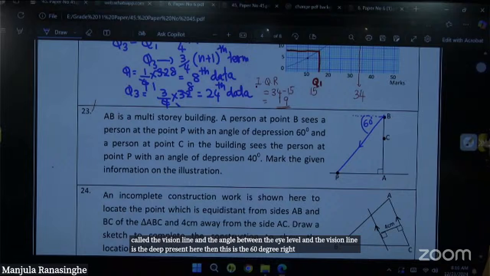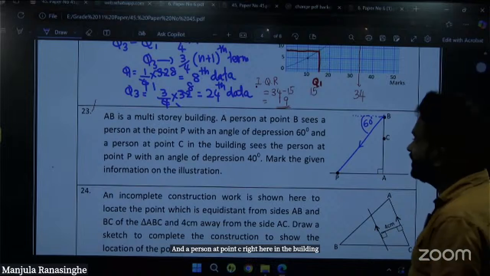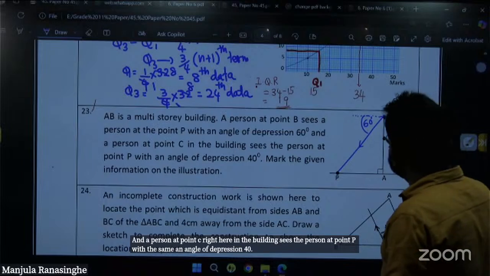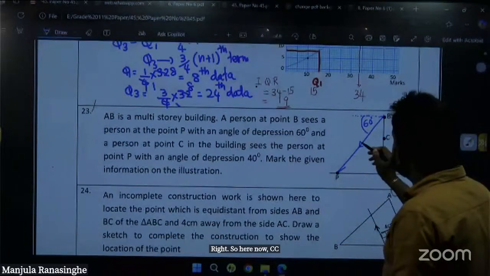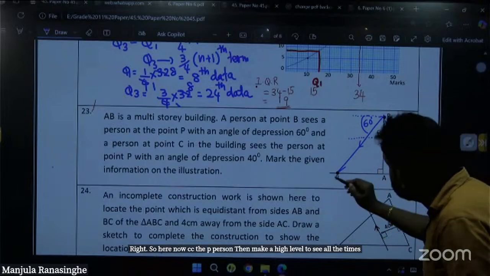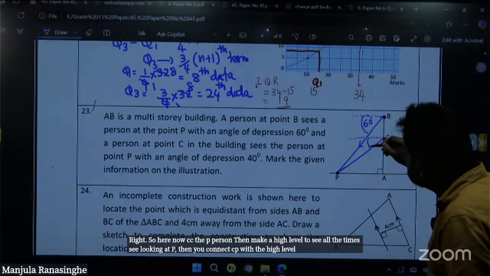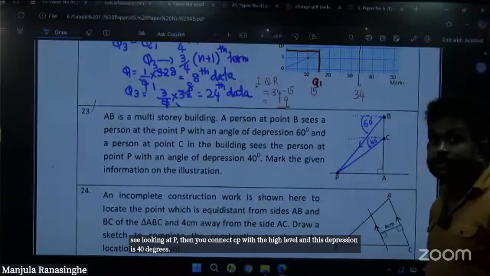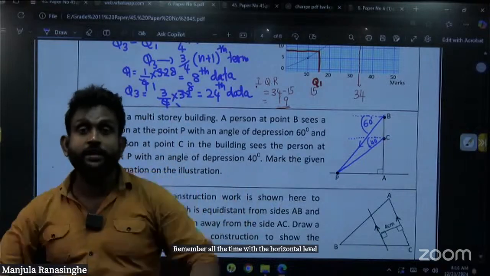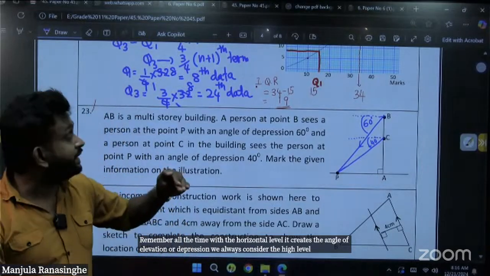And a person at point C, right here in the building, sees the person at point P with an angle of depression 40. So now see the person at P, then make the eye level at C. Looking at P, you connect CP with the eye level, and this depression is 40 degrees. Remember, all the time, with the horizontal level, it creates the angle of elevation or depression. You always consider the eye level as horizontal. So make eye levels there.